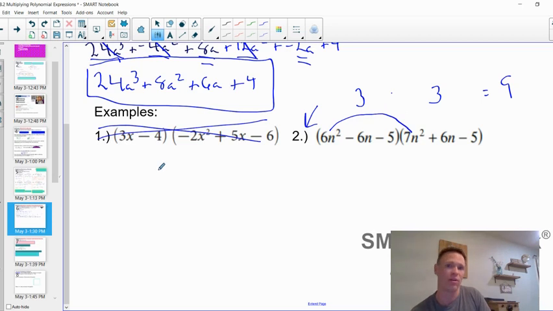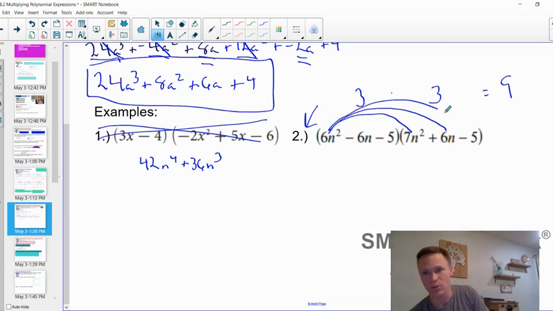6 times 7 is 42. And then I have n squared times n squared. That gives me n to the 4th. 6n squared times 6n. That's going to give me plus 36n to the 3rd. Then 6n squared times negative 5. That's going to give me negative 30n squared. And now I'm done with this one.